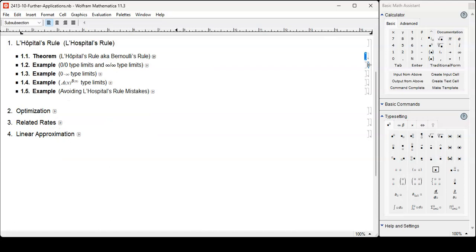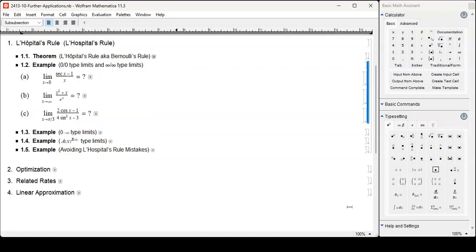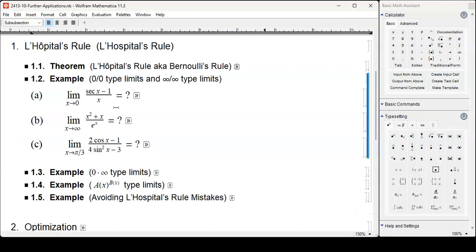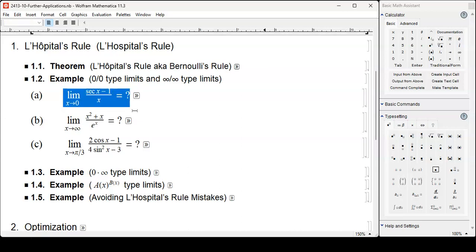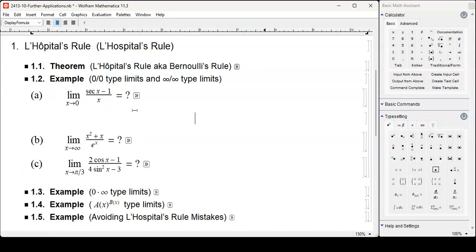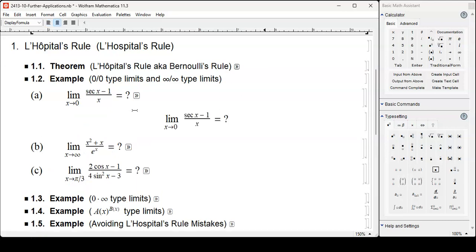Let's go with an example problem. As a matter of fact, I better keep larger font. Yeah, we have a lot of fractions here and some superscripts as well, so let's keep it like that. Okay, we have this problem, and please check whether this is 0 over 0 type or infinity over infinity type.